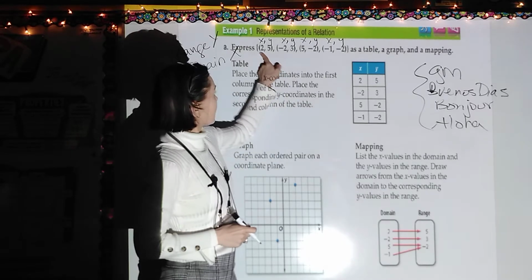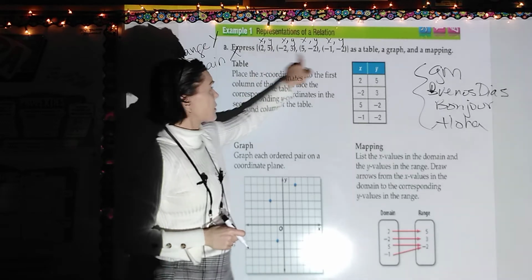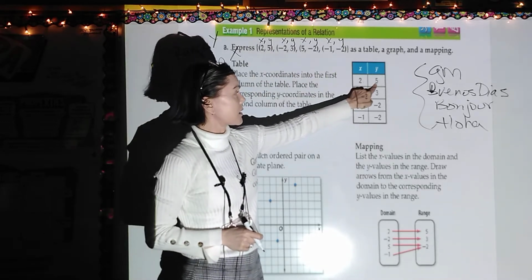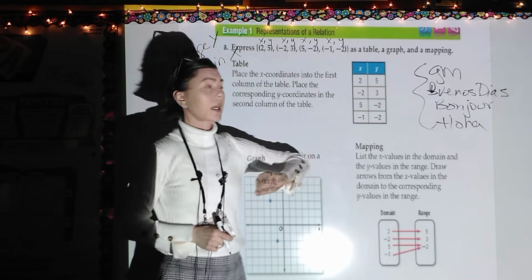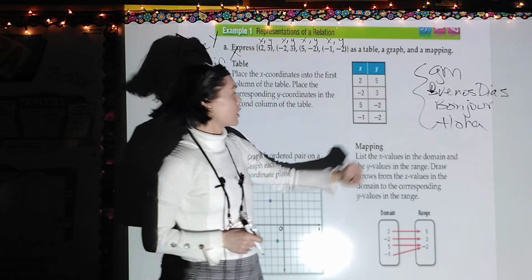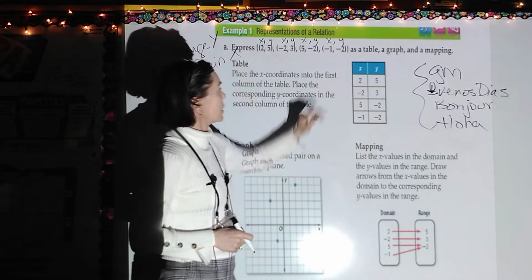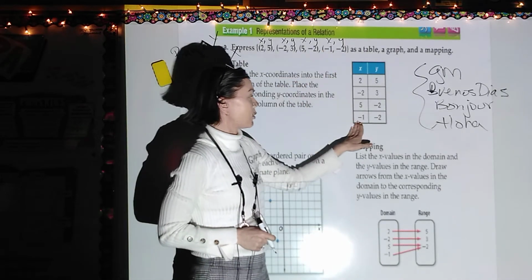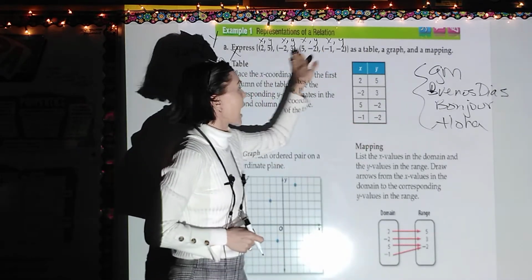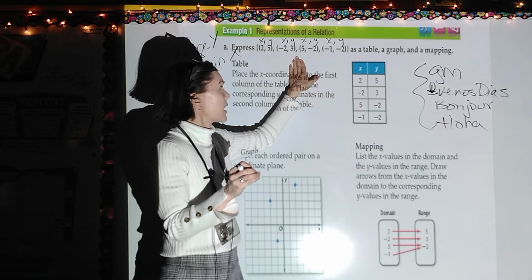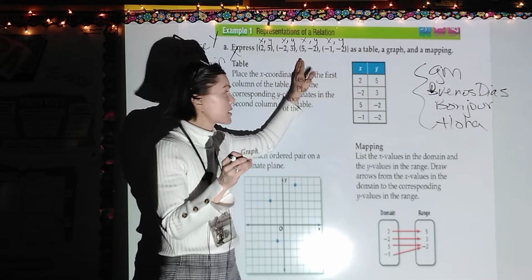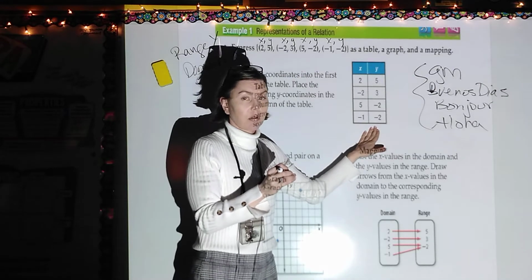So again, positive 2, positive 5 in the list of ordered pairs. Here it is in the table, positive 2, positive 5. Negative 2, positive 3. Positive 5, negative 2. Negative 1, negative 2. They're exactly the same thing. Only one is listed as a list of ordered pairs, and the other is written as a table, okay?